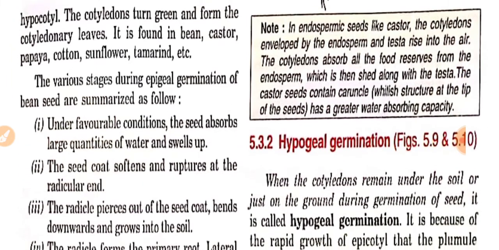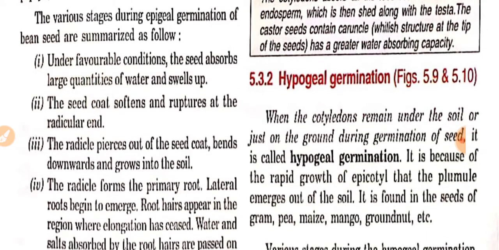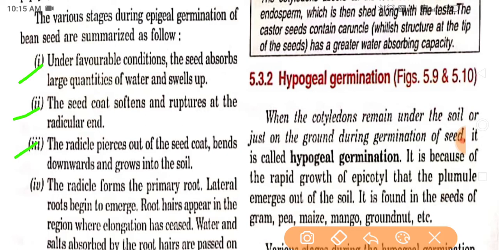The various stages during epigeal germination of bean seed are summarized as follows. First, under favorable conditions, the seed absorbs large quantities of water and swells up. The seed coat softens and ruptures at the radicular end. The radicle pierces out of the seed coat, bends downwards and grows into the soil.